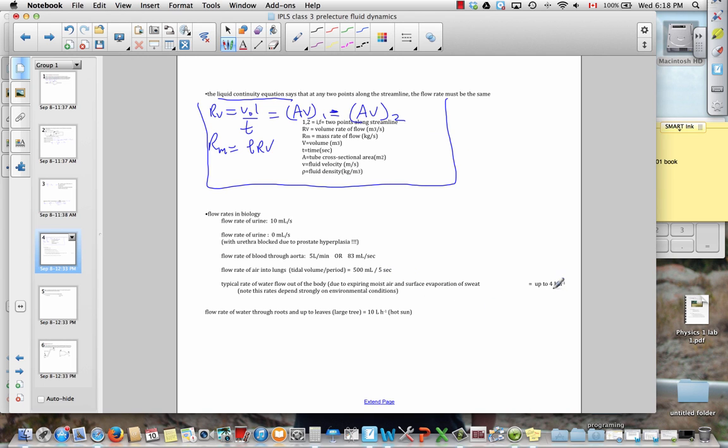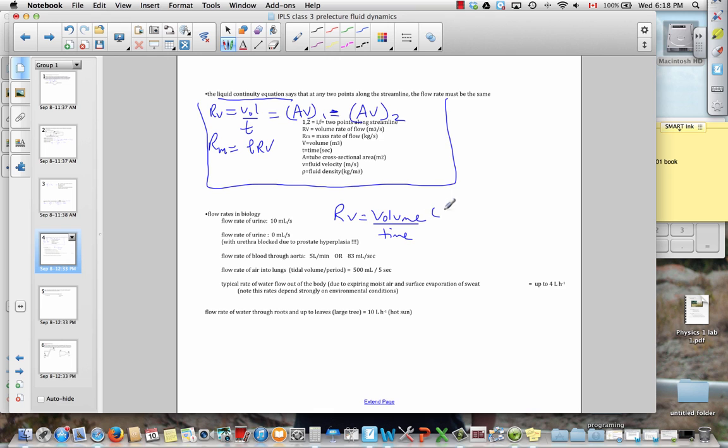If you're really exercising hard, you might sweat at 4 liters per hour. Typically, this would be a lot less. And a big tree will suck up about 10 liters per hour of water under hot sun. So a flow rate is a volume over time.